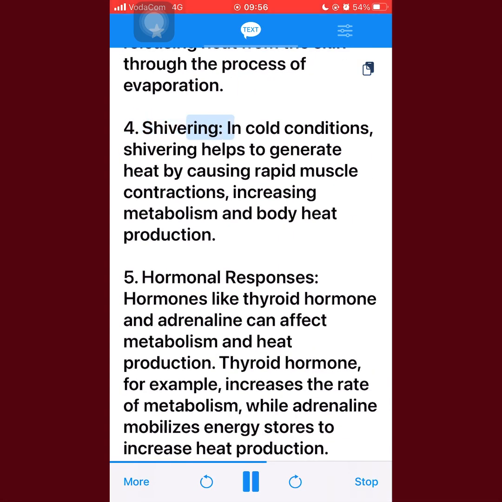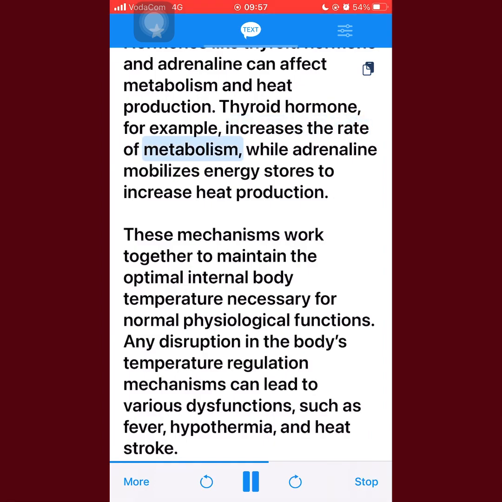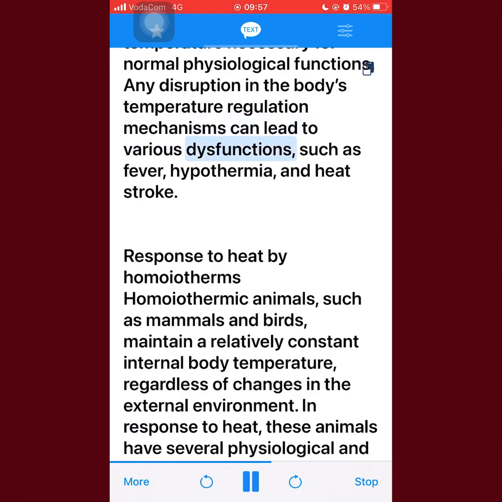4. Shivering. In cold conditions, shivering helps to generate heat by causing rapid muscle contractions, increasing metabolism and body heat production. 5. Hormonal responses. Hormones like thyroid hormone and adrenaline can affect metabolism and heat production. Thyroid hormone, for example, increases the rate of metabolism, while adrenaline mobilizes energy stores to increase heat production. These mechanisms work together to maintain the optimal internal body temperature necessary for normal physiological functions. Any disruption in the body's temperature regulation mechanisms can lead to various dysfunctions, such as fever, hypothermia, and heat stroke.